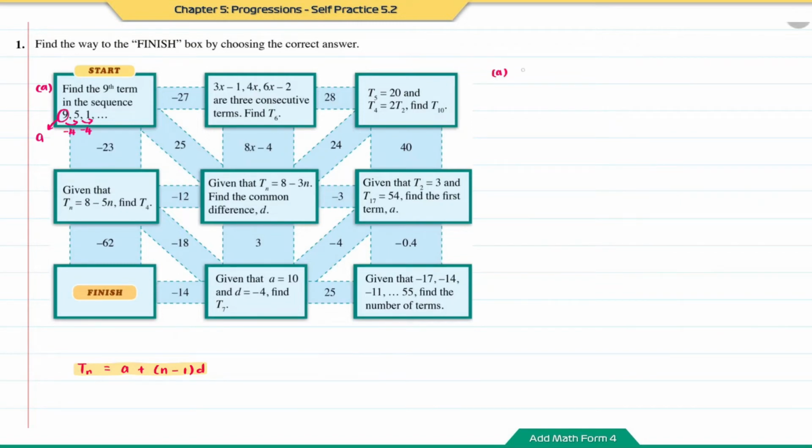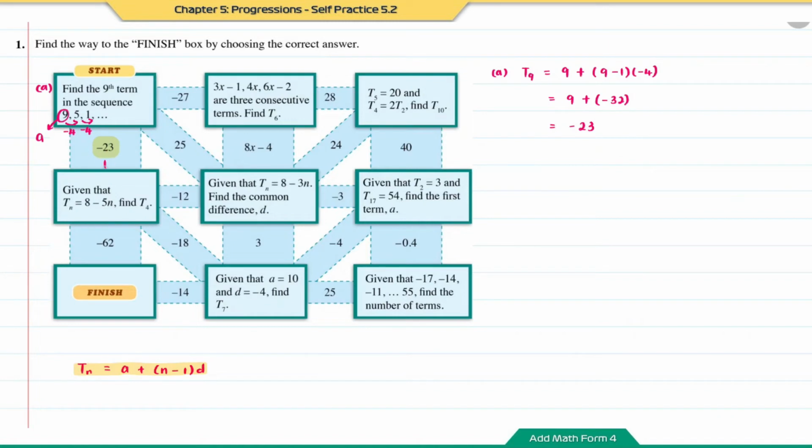So for question A, to find the ninth term, we are going to use the formula that we have here. So the A is 9 plus n minus 1, which is 9 minus 1, times the D, negative 4. So here will be 9 plus 8 times negative 4, which is equal to negative 32. So 9 minus 32, the answer will be equal to negative 23. So negative 23 is the answer.